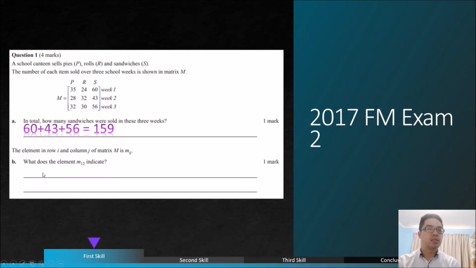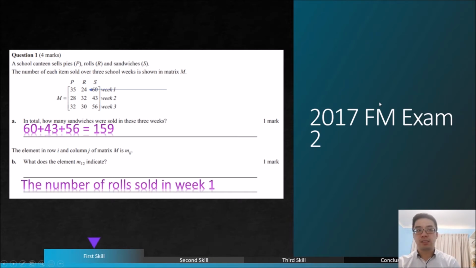Now the next question is, what does the element M12 mean? So 1, 2 means row 1, column 2. So row 1, column 2, we're looking at the 24 there. The 24 is the number of rolls sold in week 1. So I've written the response, the number of rolls sold in week 1. I should add the number of rolls sold in week 1 is 24. Okay, so just make sure you quote the value 24 as well. Very important.